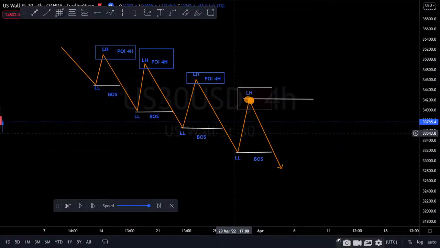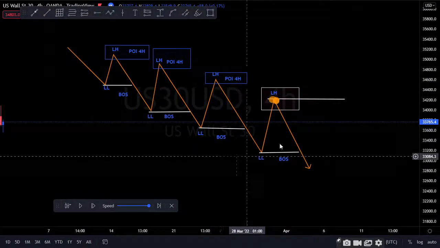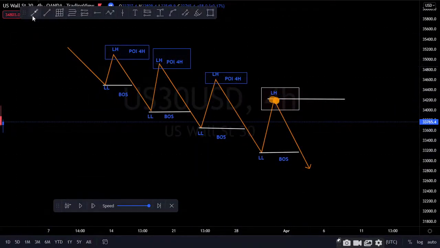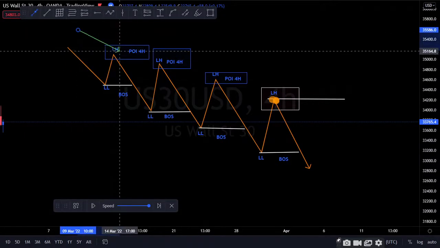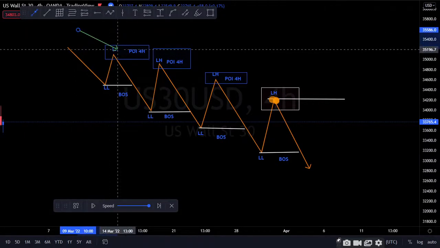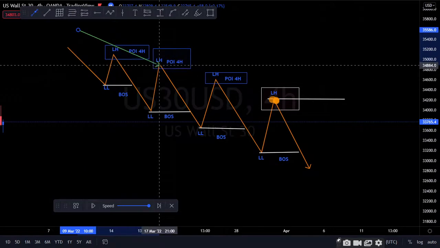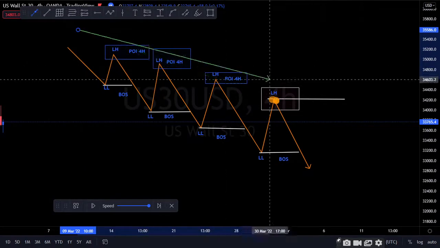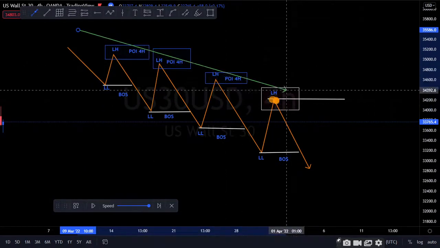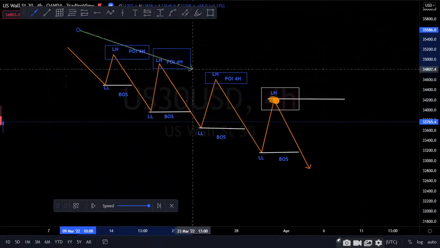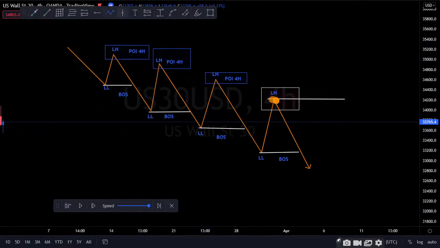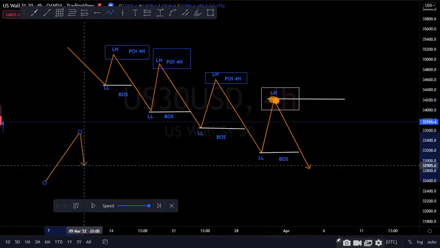We are changing from bearish to bullish. These areas are also called supply zones. I didn't talk about this in the previous video, so let me talk about this. These areas are called supply zones. So we sell at supply zones. Those are the POIs.